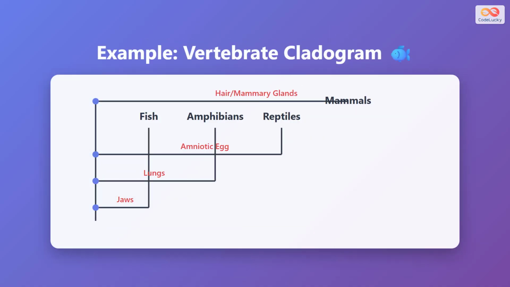Let us examine a classic example of a vertebrate cladogram. Starting from the base, fish represent the earliest vertebrates. At the first node, we see the evolution of jaws, a key innovation. Moving up, amphibians branch off after the evolution of lungs, which allowed vertebrates to breathe air. Next, reptiles split from the main line after the development of the amniotic egg, which freed vertebrates from dependence on water for reproduction. Finally, mammals are distinguished by unique traits such as hair and mammary glands. Each of these derived characteristics marks an important evolutionary transition, and by following the branches, we can see how these major vertebrate groups are related through common ancestry.